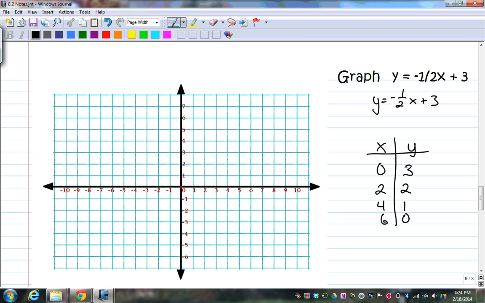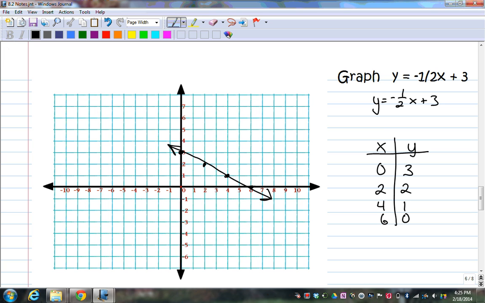Now we're going to plot these. 0, 3, 2, 2. I said 2, 2. 4, 1. And 6, 0. Great, they line up. So that means that I did my math correctly. And connect the dots, put arrows at the end, and I've graphed it. Pretty cool? I think it is.